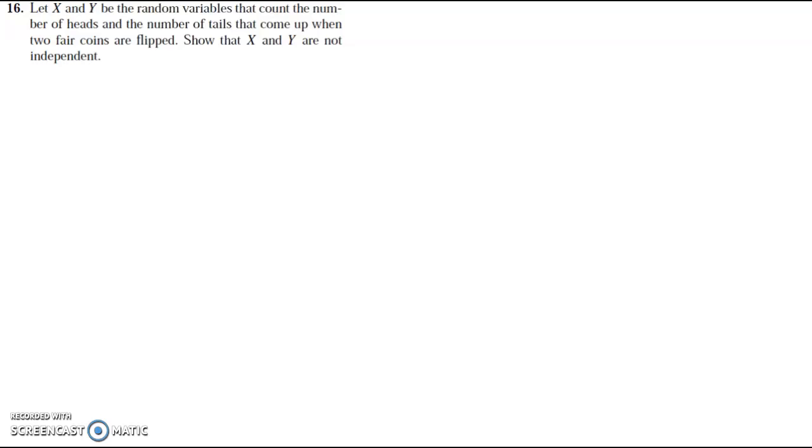Alright, so the last two problems on this problem set are more proof-based. So let's go ahead and do these. So 16. Let x and y be the random variables that count the number of heads and the number of tails that come up when two fair coins are flipped. Show that x and y are not independent.